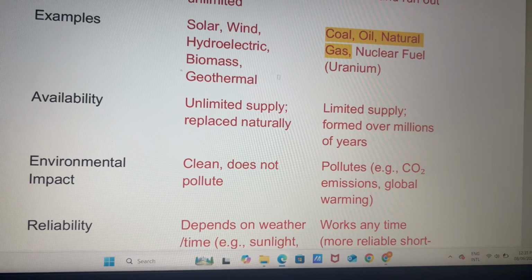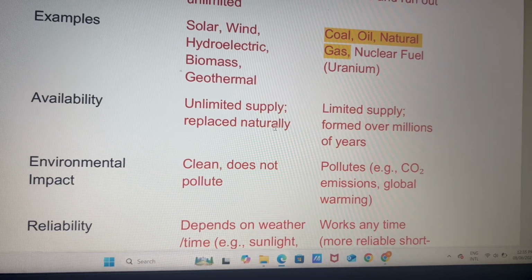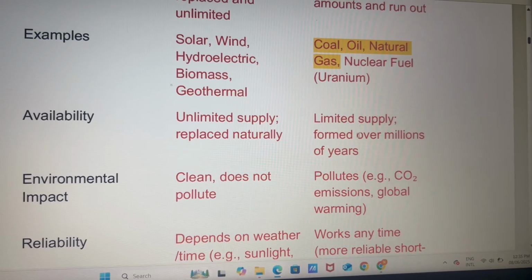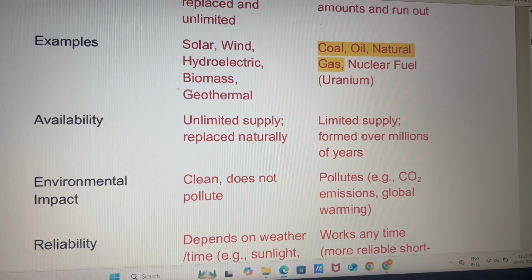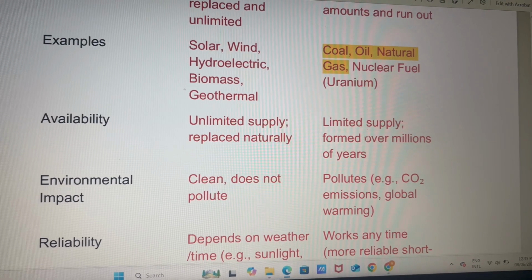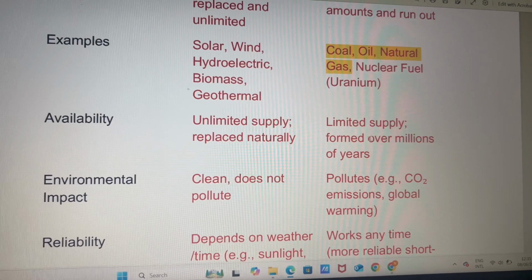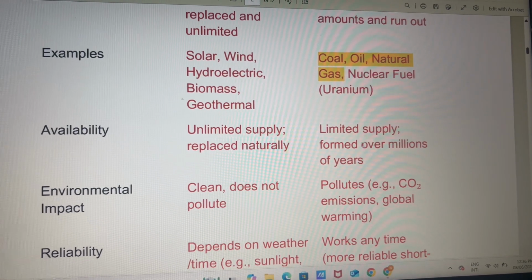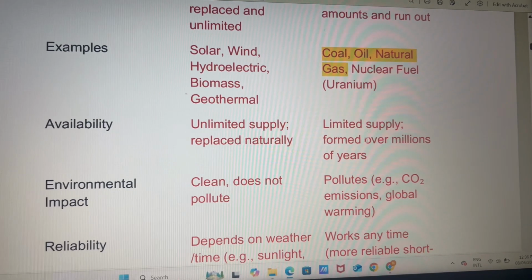So here we said unlimited, can be replaced naturally. Here, limited, because it was formed over millions of years. So if you want to make petrol and oil and natural gas again, you need to wait for millions of years and need to have the same heat and the same pressure to form all the fossil fuels again, and this is not possible.